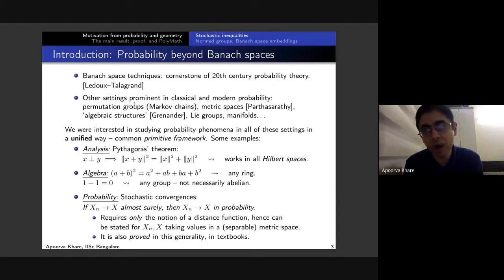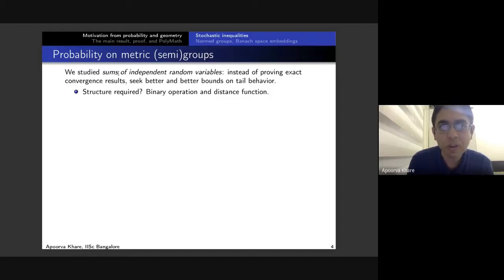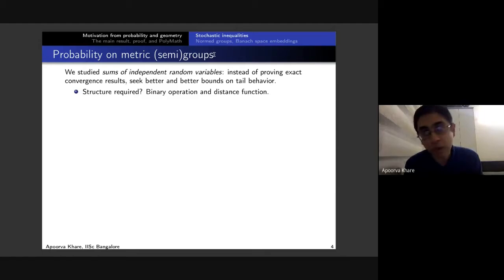So anyway, what do we want? Therefore, we want the notion of a sum, and we want the notion of convergence. So what this means is you need a binary operation, the sum or product or whatever, and you need a distance function for convergence. So what is the minimal structure required for that? It's what the title of the slide says. It's a semigroup, not even a group or a monoid, but a semigroup. I don't need the identity, and a metric on it. So that's what we worked over.